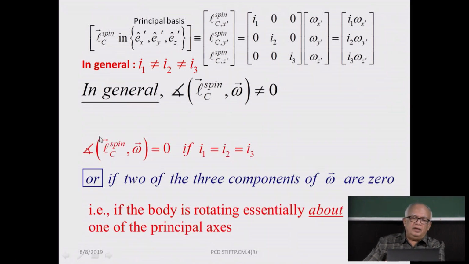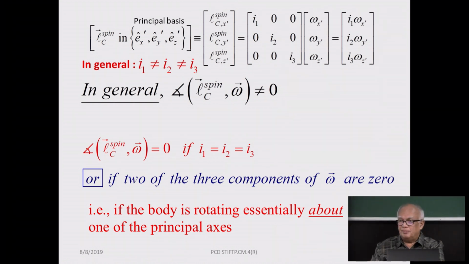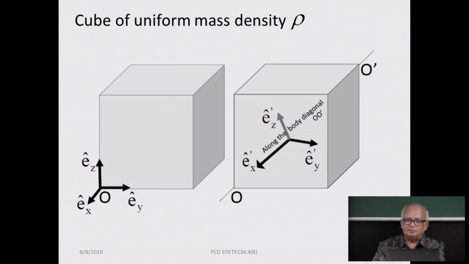So this angle will be 0 if these three moments of inertia are all equal to each other, right? Or if two of the three components of angular velocity are 0. Okay? So that will be a special situation in which you can have the angular momentum parallel to the angular velocity. So these are the only two situations when this can happen, not otherwise.